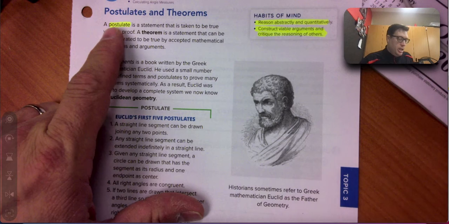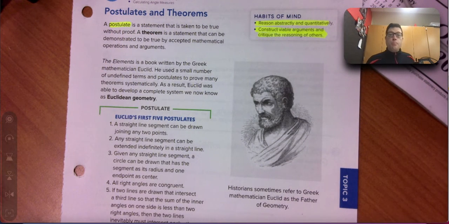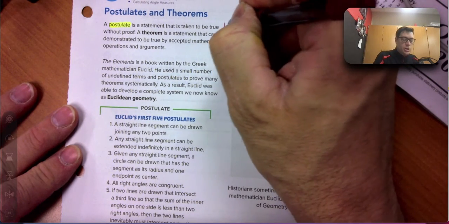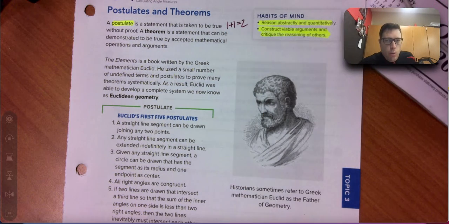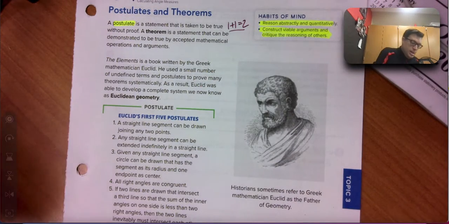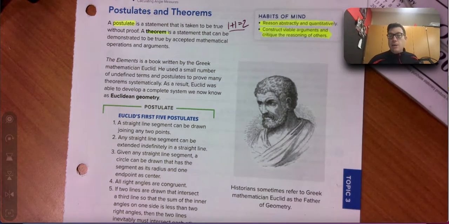A postulate is a statement that is taken to be true without proof. Now, there's some argument on this one, but an example of that could be that 1 + 1 is 2. Do you have to prove that 1 + 1 is 2? No. I mean, maybe at some point you did, but it's now a statement that doesn't require proof. This is a postulate.